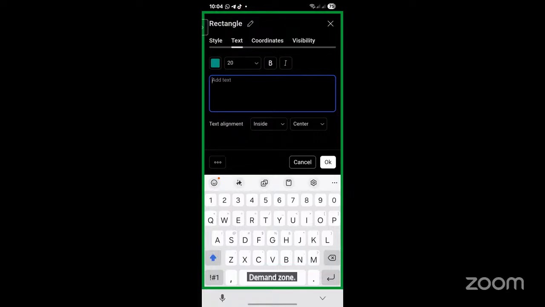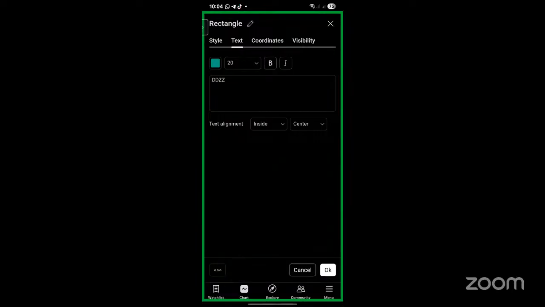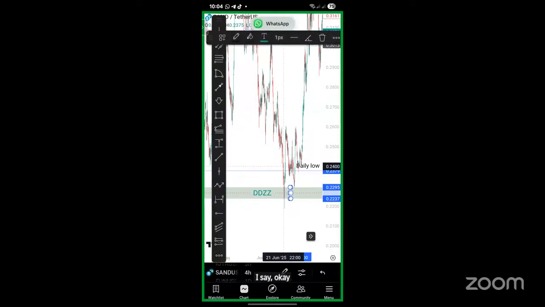I can even just write DDZZ. Okay, like that. Bold, italicize. I want it inside, in the center. I say okay. So that's the demand zone.